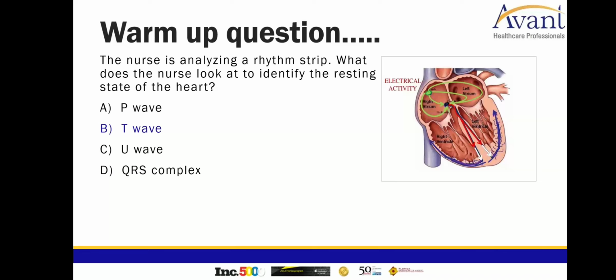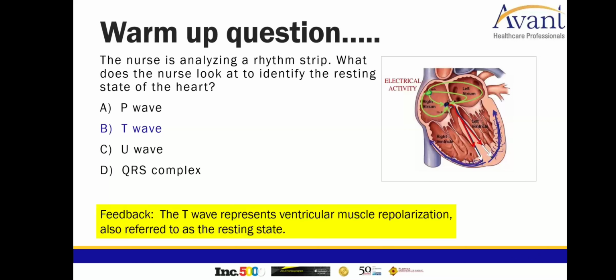T wave. If you answered T wave B, you are correct. The T wave represents the ventricular muscle repolarization, also referred to as the resting state. So today we're going to go a little bit further into the electroconduction of the heart as it relates to EKG interpretation. We'll be discussing different terminologies as we go along.